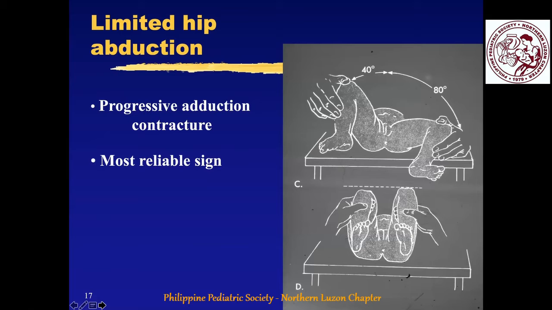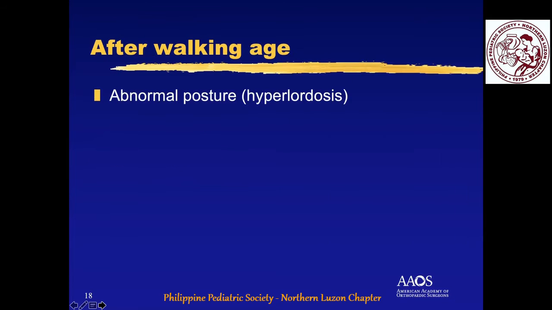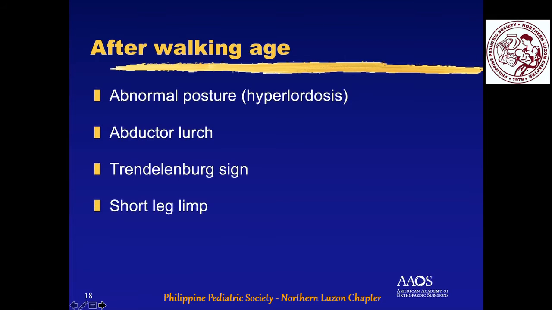Some conditions include abnormal posture, hyperlordosis, or when the patient walks with a limp, an abductor lurch, and the Trendelenburg sign. When you ask the patient to stand on one leg, they are unable to support themselves well. And when they walk, they have a short leg limp. And remember the hip adduction contracture still progresses until this age. So when you try to do hip abduction, you're unable to do it on the affected side as well.